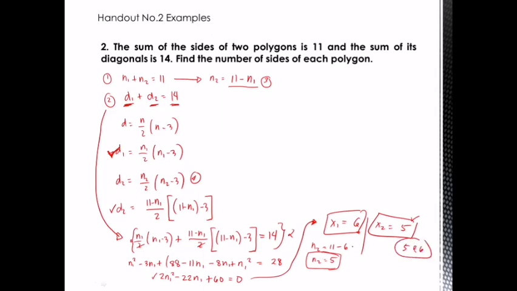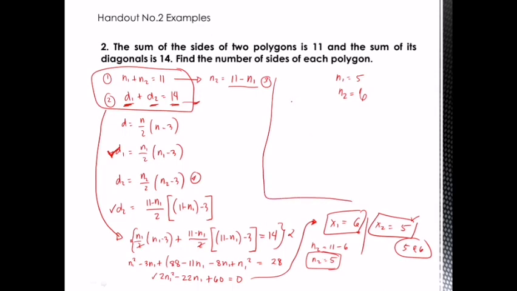So actually, class, for this problem, you can use trial and error. N1 plus N2 is 11. So you guess, for example, your N1 is 5 and your N2 is 6. It is just trial and error. And so, if we try to solve, it should fit this equation. So, let us try.